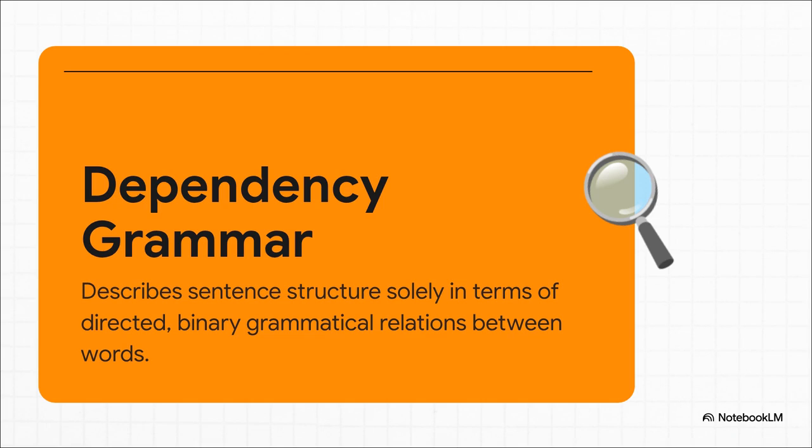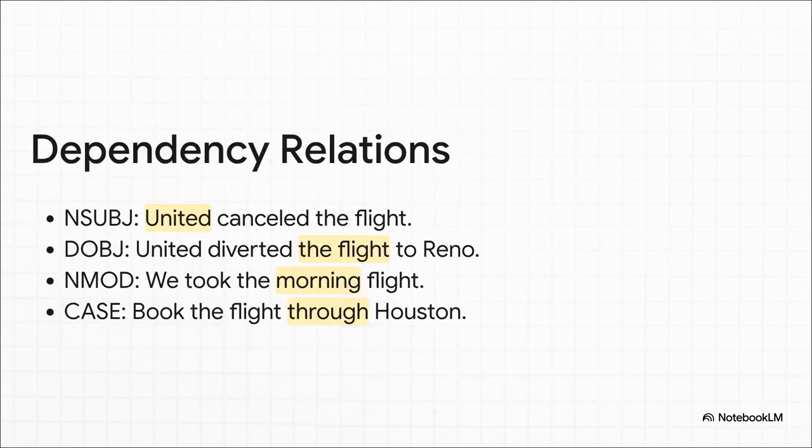Every single arrow you see connects a head word, the boss, to a word that depends on it, called the dependent. What's so cool about this is that this structure directly shows you who did what to whom. And these relationships get these really specific labels that tell us exactly what each word is doing. For instance, NSUBJ flags united as the subject of the verb canceled. DOBJ marks the flight as the direct object. It creates this super clear, direct map of the sentence's meaning.